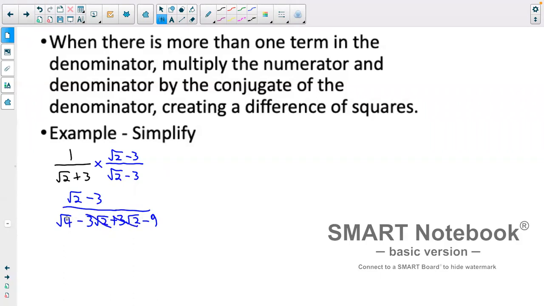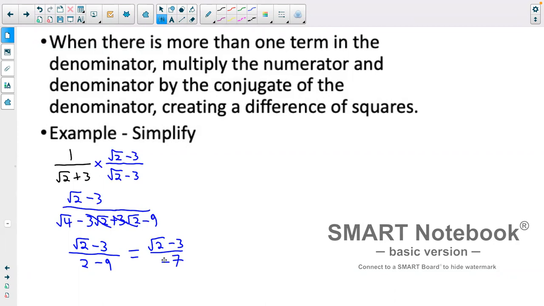So that's going to get rid of those 2 roots. And any other roots we should be able to take the square root of, because, for example, we can take the square root of 4. So our numerator is going to stay the same. So root 2 minus 3, we can take the square root of 4, which is 2. And then we've got minus 9. We'll simplify this. That gives us root 2 minus 3 over 2 minus 9 is negative 7.